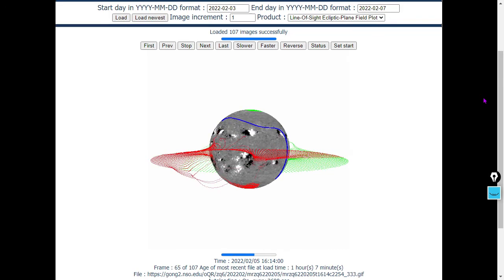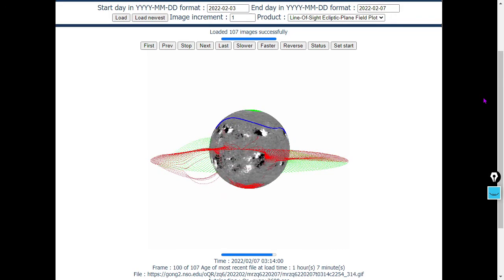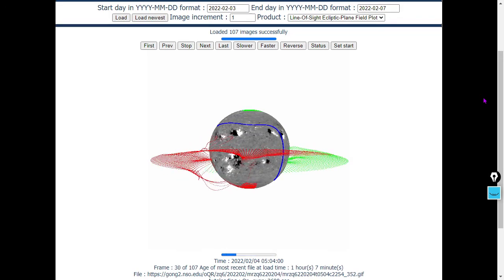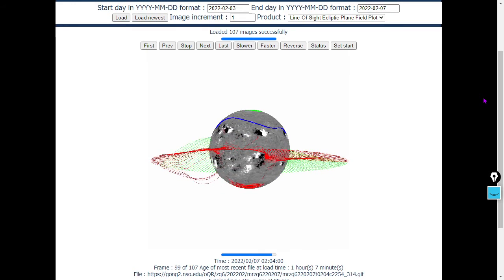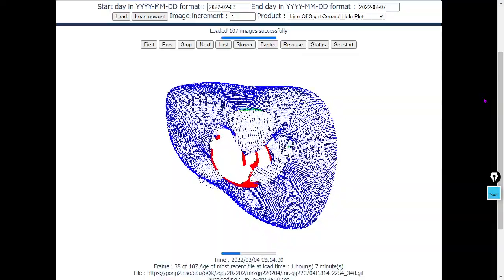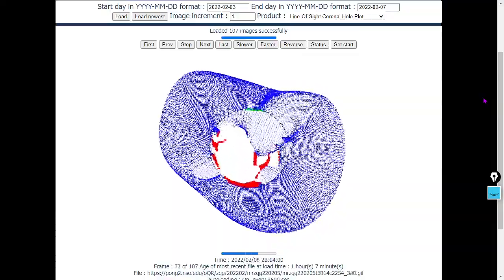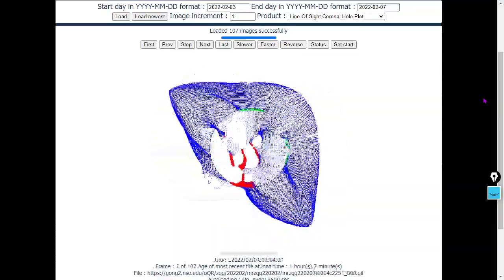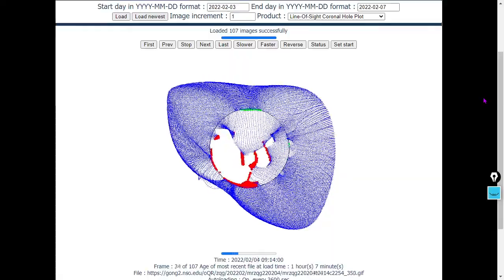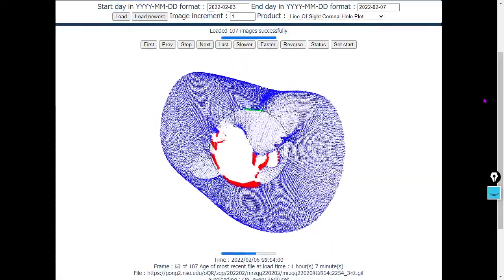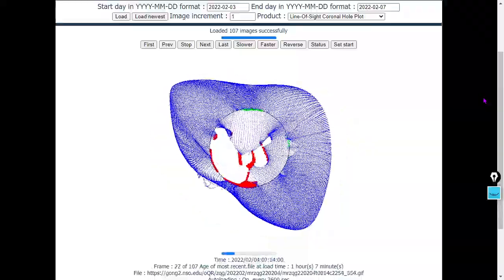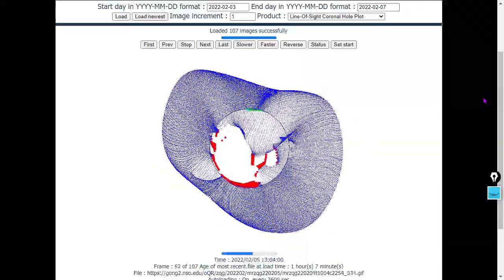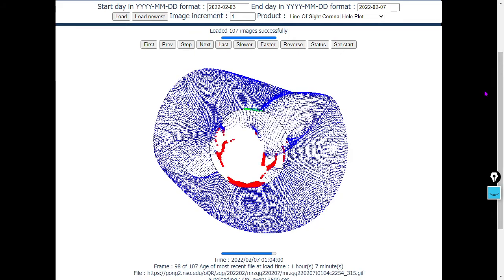Here's the line of sight ecliptic plane field plot. You can see the sun's magnetogram there, as well as the current sheet from Earth perspective as opposed to the top view. And here's our coronal hole plot, very important for observing the progression of the solar cycle and solar polar field reversal process. Additional south pole oriented coronal holes here, crossing the equator, causing them to be known as trans-equatorial coronal holes.